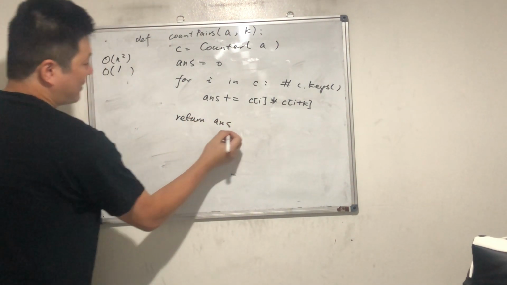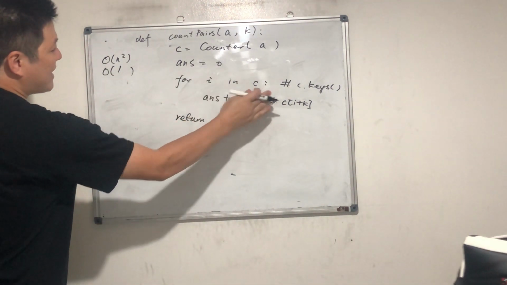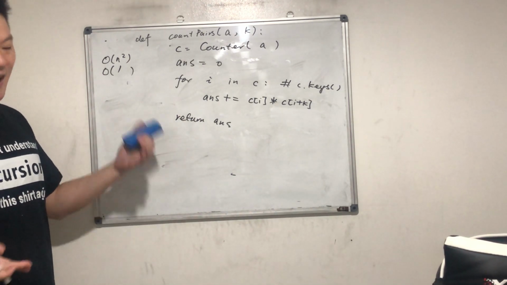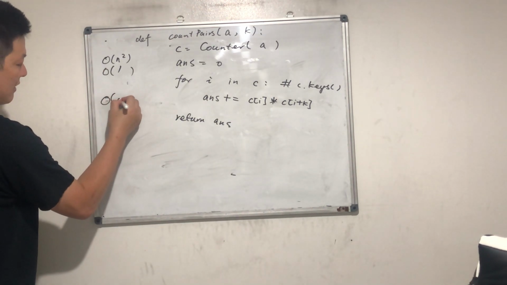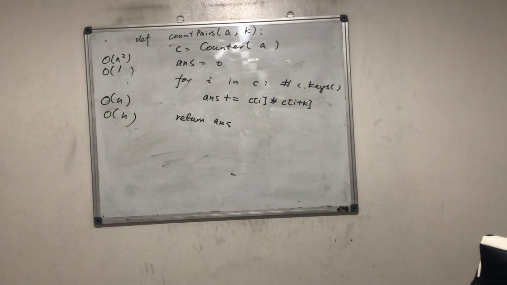What's the time complexity for this one? It's a single loop over the keys of C, which has n items, so O(n). What's the space complexity? O(n). Well done, we are using the counter.